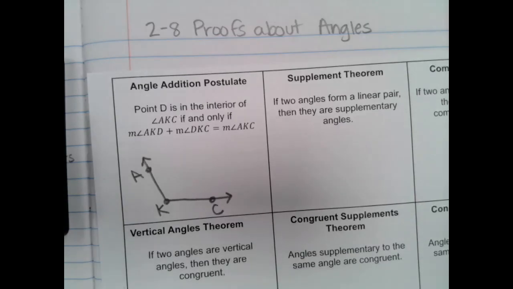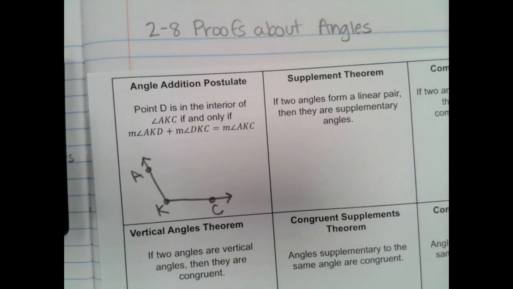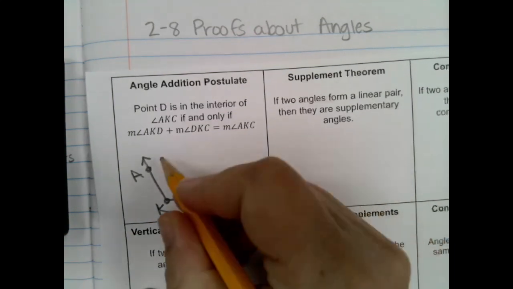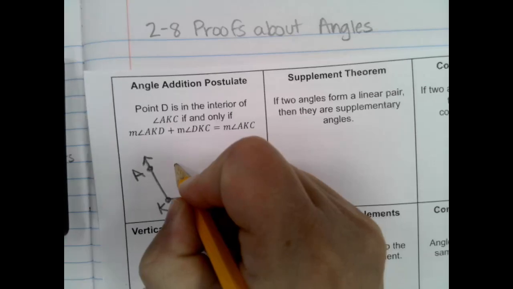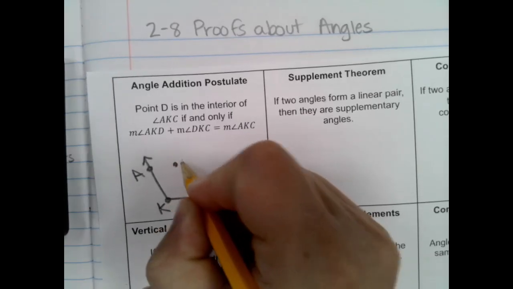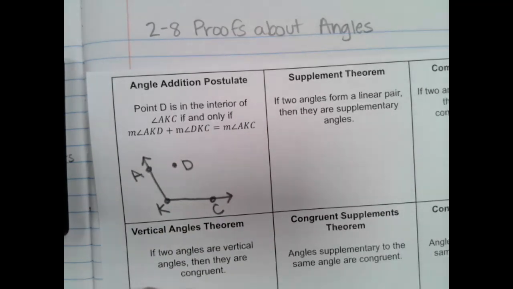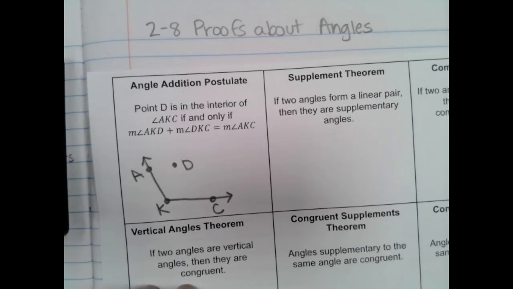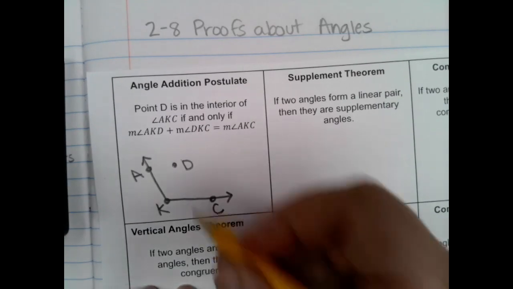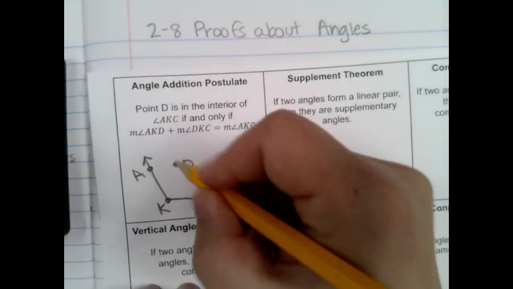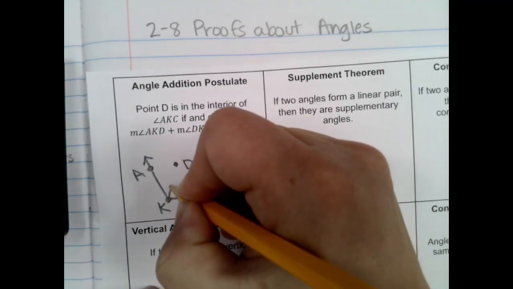Now it says that point D is on the interior. What does that word interior mean? Inside. So somewhere inside here we have point D. I'm going to throw it here. Point D. So pretty much it's just saying if I have an angle or a point in the middle and I can draw a line through that.